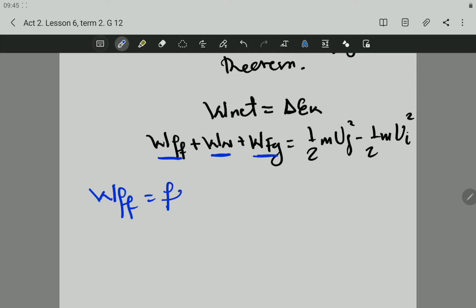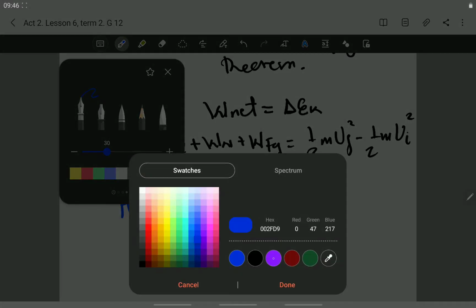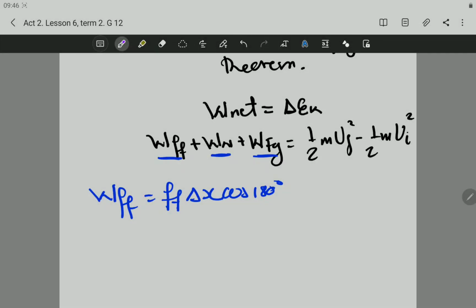This is equal to frictional force multiplied by displacement multiplied by the cosine of 180 degrees. Now, we don't have the frictional force, and because it was calculated in the previous video, we are not going to calculate it now. I'm just going to show you what it is. You can watch the previous video, which explains step by step how to calculate the frictional force. Same with the displacement. It was calculated in a previous video, so you can just follow the same steps.